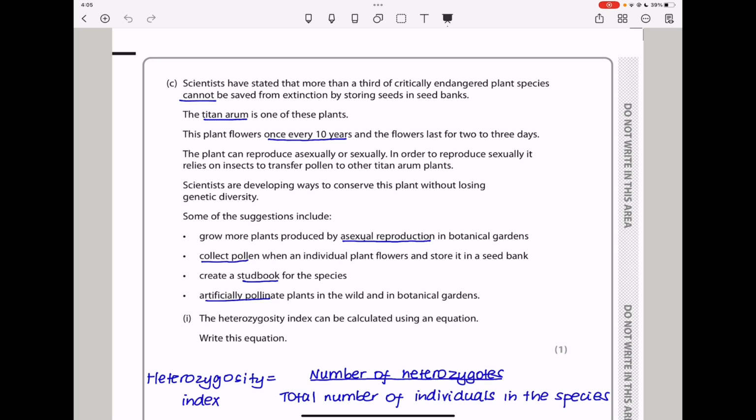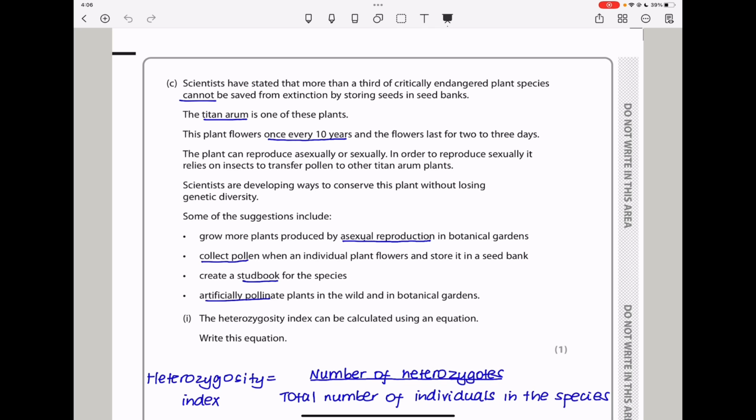Here they say, scientists have stated that more than a third of critically endangered plant species cannot be saved from extinction by storing seeds in seed banks. The Titan arum is one of these plants. This plant flowers once every 10 years, and the flowers last for 2 to 3 days. The plant can reproduce asexually or sexually. In order to reproduce sexually, it relies on insects to transfer pollen to other Titan arum plants.